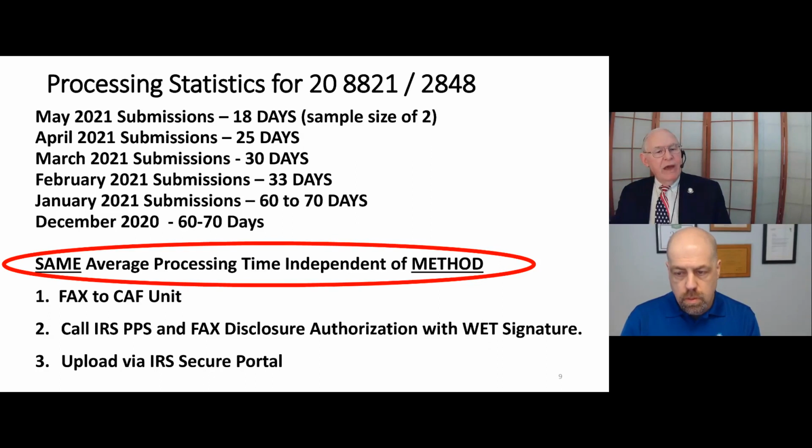I have the same average processing time independent of the method. Whether you faxed to the CAF unit, whether you called PPS, faxed it to them, and then had them send it over to the CAF unit, or via the secure portal, my statistics showed no difference whatsoever.